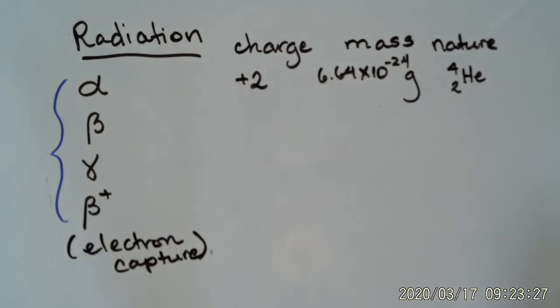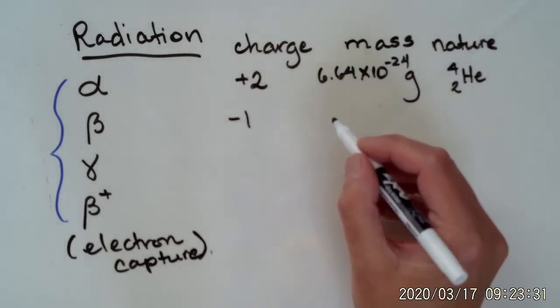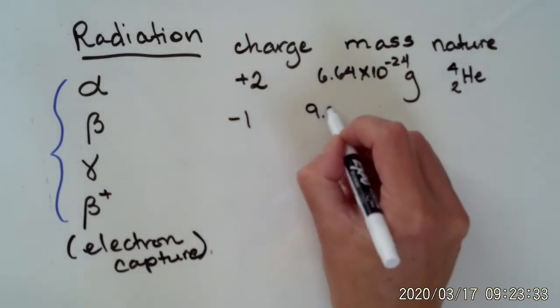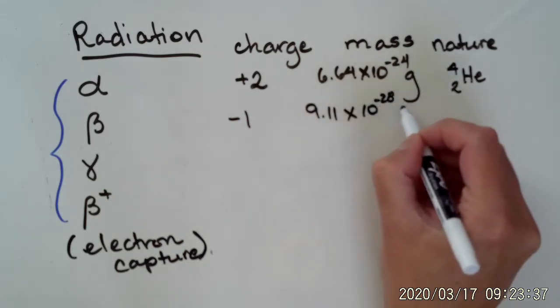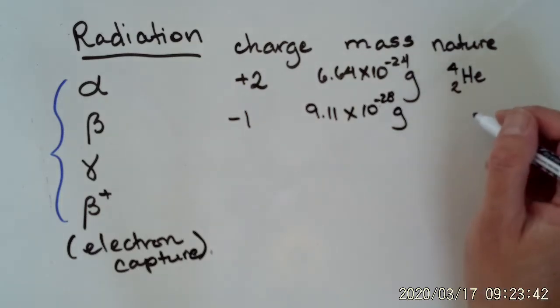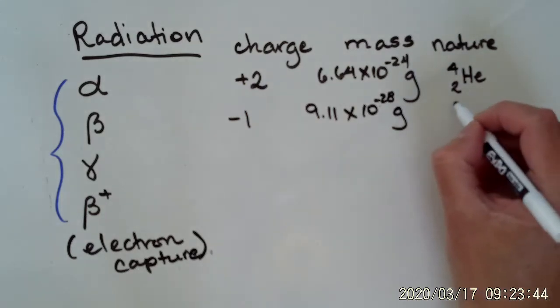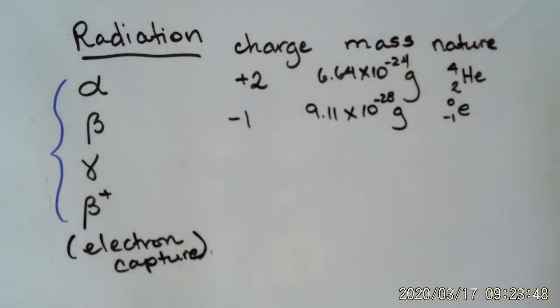The beta particle has a charge of -1. Okay, the mass here is 9.11 times 10 to the minus 28 grams, and the nature is an electron. Okay, so it's a high speed electron. And what that means is basically with a relative penetration power of 100, it can enter soft tissue.